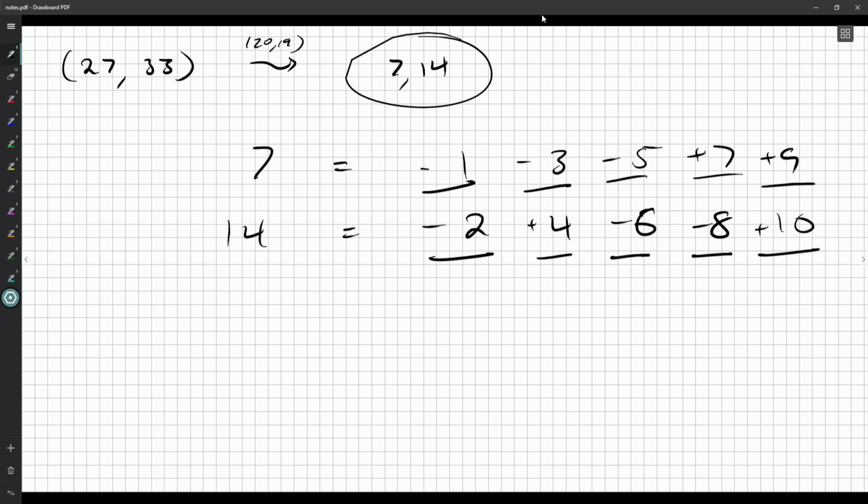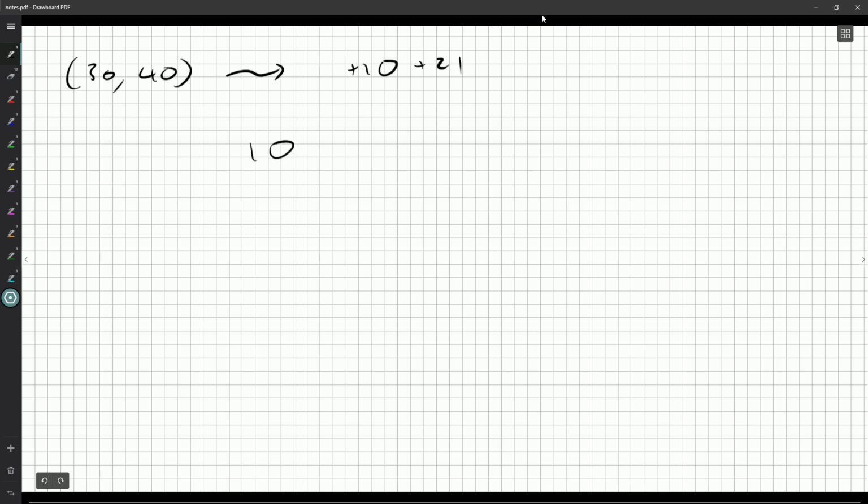Okay? So now we just need to go and say, okay, well, A didn't work. What about B? Okay? So for B, 30, 40. What do I actually need to do? What change needs to be produced? Well, I need to add 10 from 20 and add 21 from 19. Is that possible? And notice the 21 means that's going to have the 1, 3, 5, 7, 9, 2, 4, 6, 8, and 10. So the 10's great, and then the -2 and the -8.